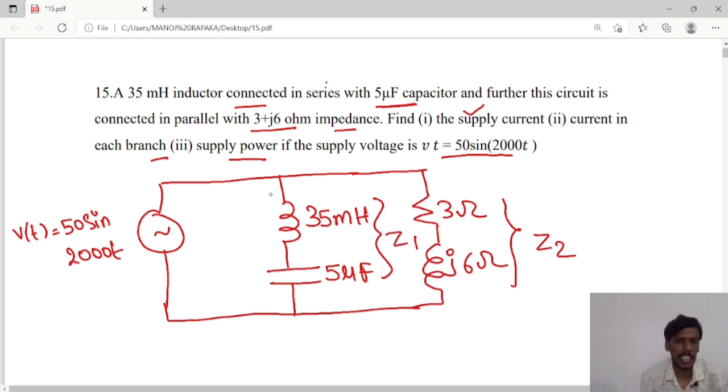We have to calculate the current in each branch, I1 as well as I2, and the total current also. I am assuming that the total current is IT, and I1 and I2 are the currents in each branch. We have to calculate all these, and also the supply power. So first we will write the given data.